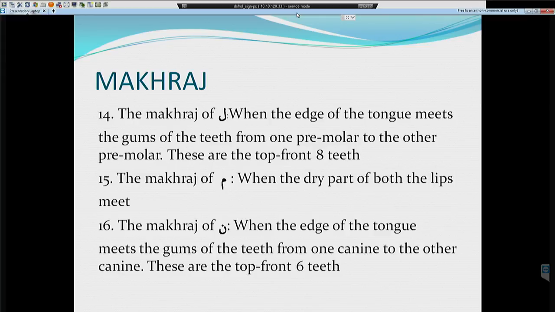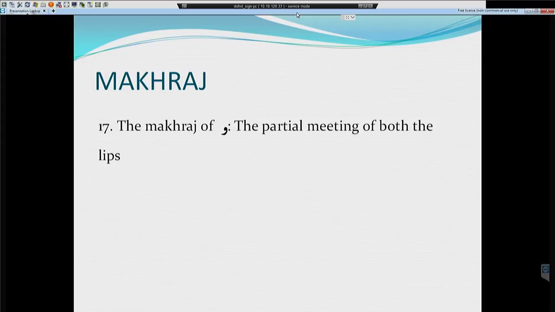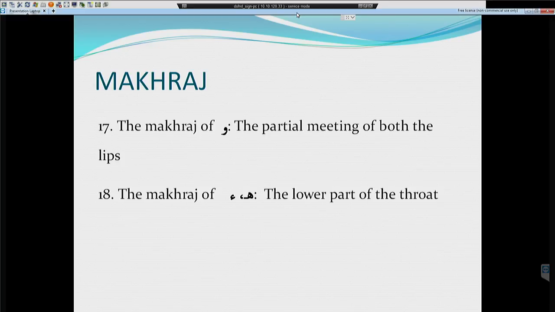Again, noon, when doing ghunna or ikhfa, has a different makhraj. Even for that, that's a different makhraj, because the nose is utilized for that one. The makhraj of waw. This is a partial meeting. Not the complete meeting, but the partial meeting of both lips. Aw. The makhraj of ha and hamza.